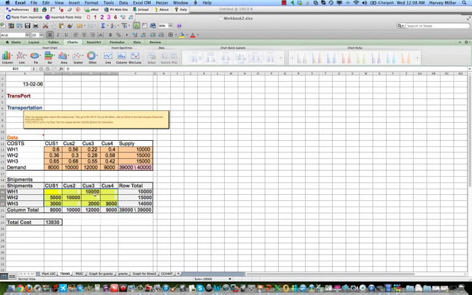So, sometimes you have to split the shipments. But in this case, we got the solution, which looks pretty good, and that problem was relatively easy to solve. So that's a transportation problem. Let's look at the last one, which is a facility location problem.